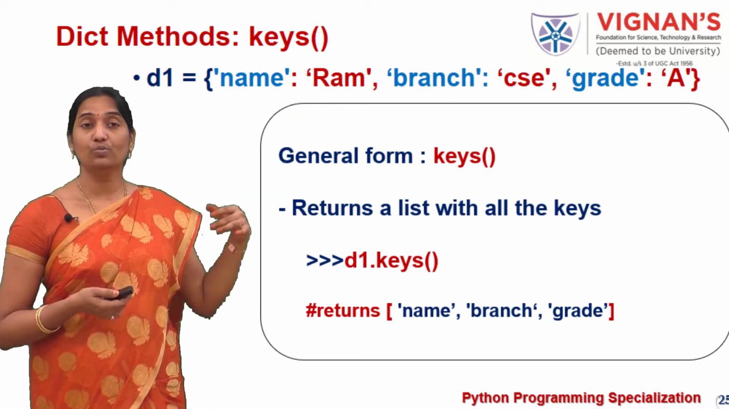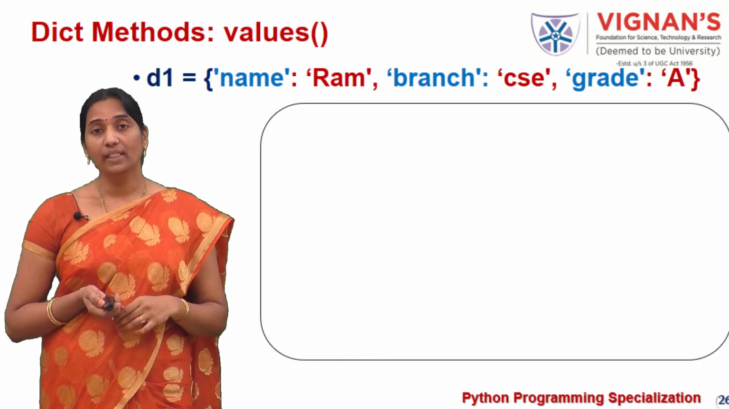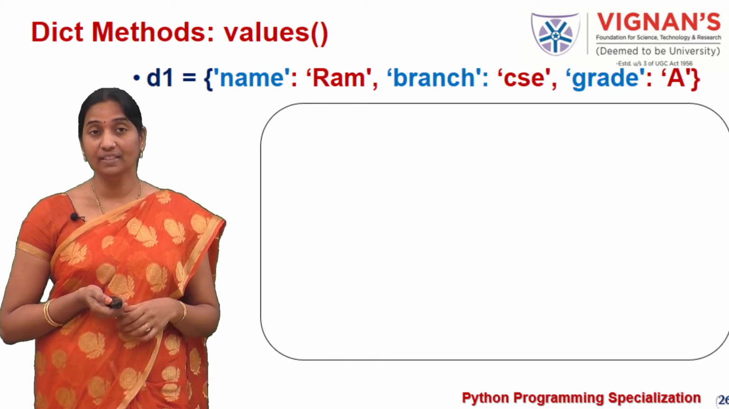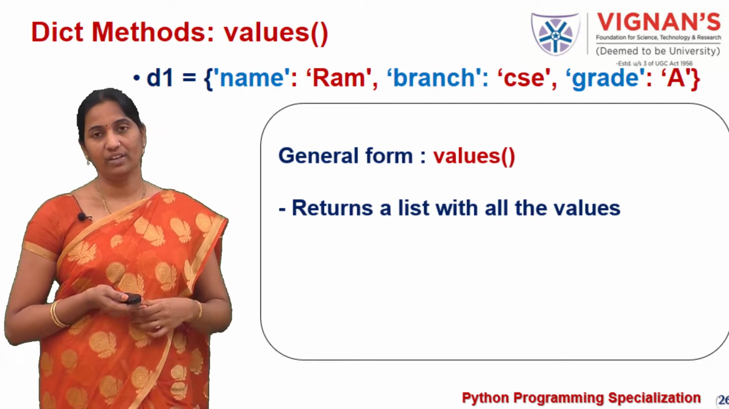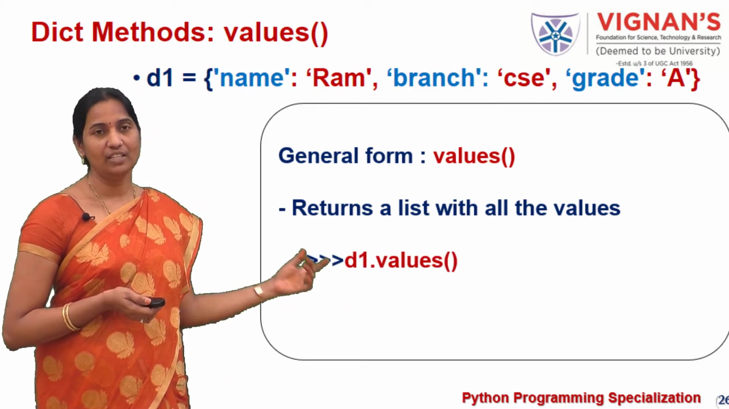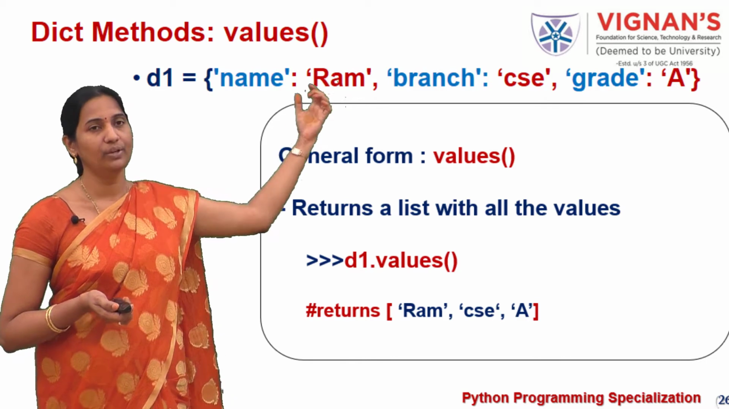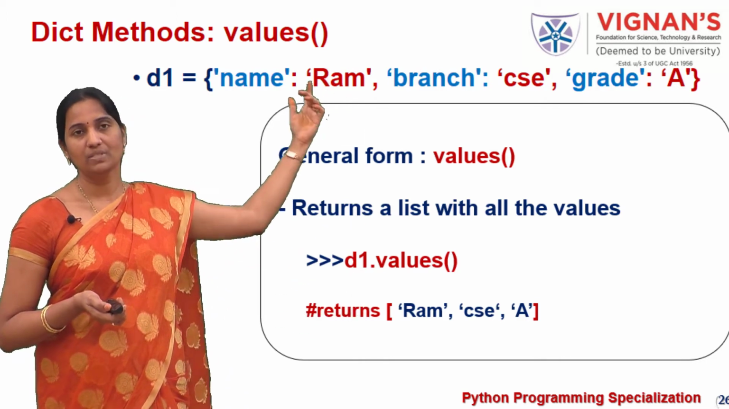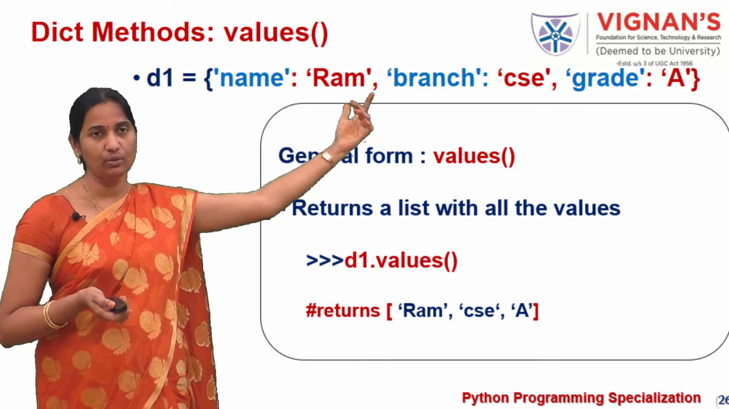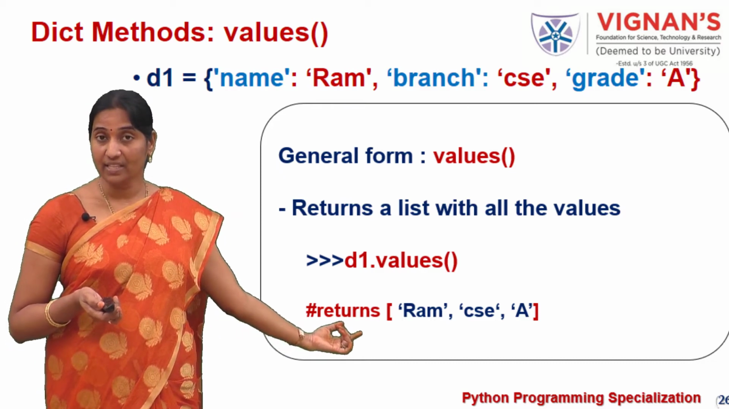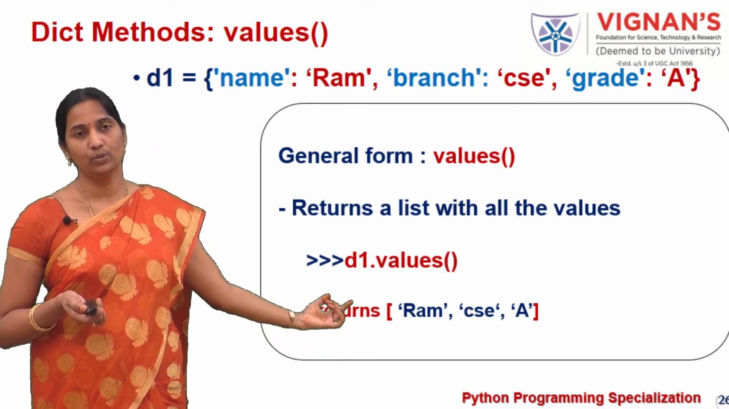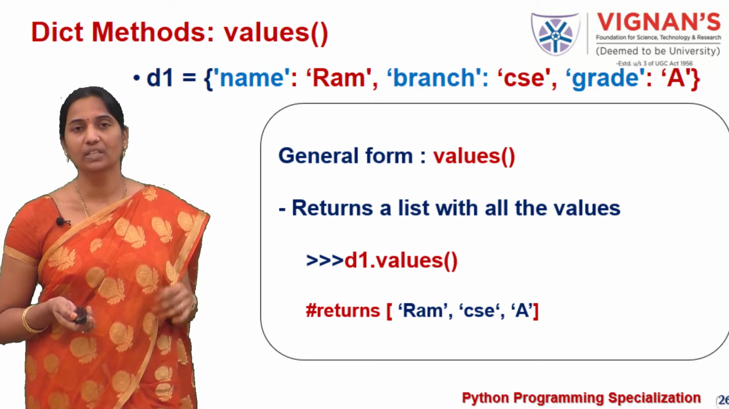You can even use values method to return all the values that are available in the dictionary. You can use it like this, D1 dot values. It returns a list of values. These values are actually the values that are taken from your dictionary D1. So Ram, CSE, A. These are all the values, and they are returned as a list by this values method whenever you use it with a dictionary.